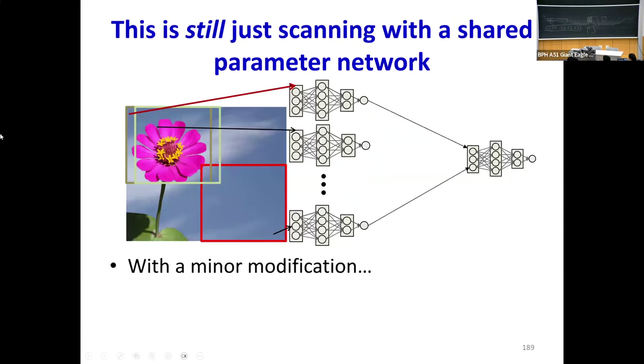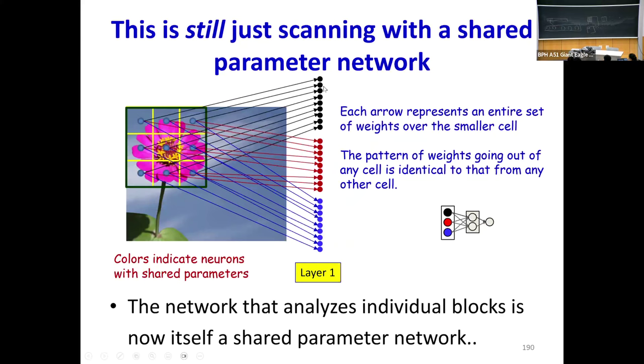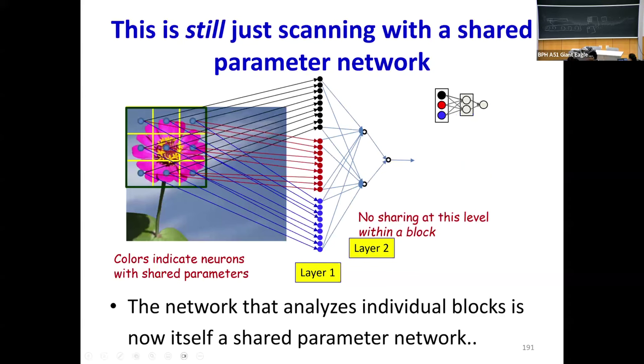All right, so regardless of all of this, this is still just scanning with a shared parameter network. And how is that? If I look at this, suppose I was having the equivalent of this network to the right, then this black neuron over here would have produced 9 outputs from this window. The red neuron would also have produced 9 outputs from the window. So would the green neuron. So from that window, I'm going to have 27 outputs.